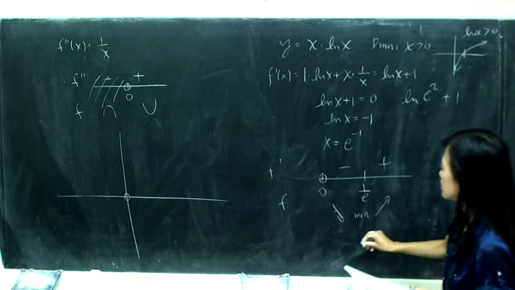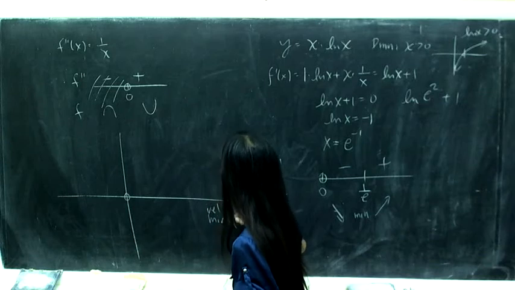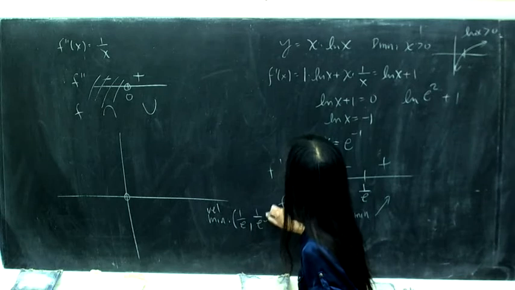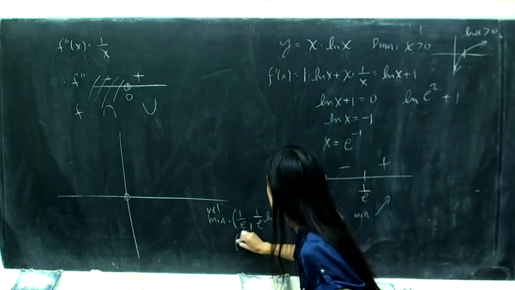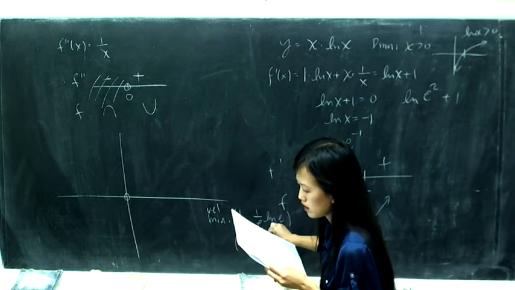The minimum's at 1 over e. So I have a relative minimum at 1 over e. Substitute that into the original. That's 1 over e, ln of e. ln of e is 1, so it's 1 over e. So that location, 1 over e, wherever that is.